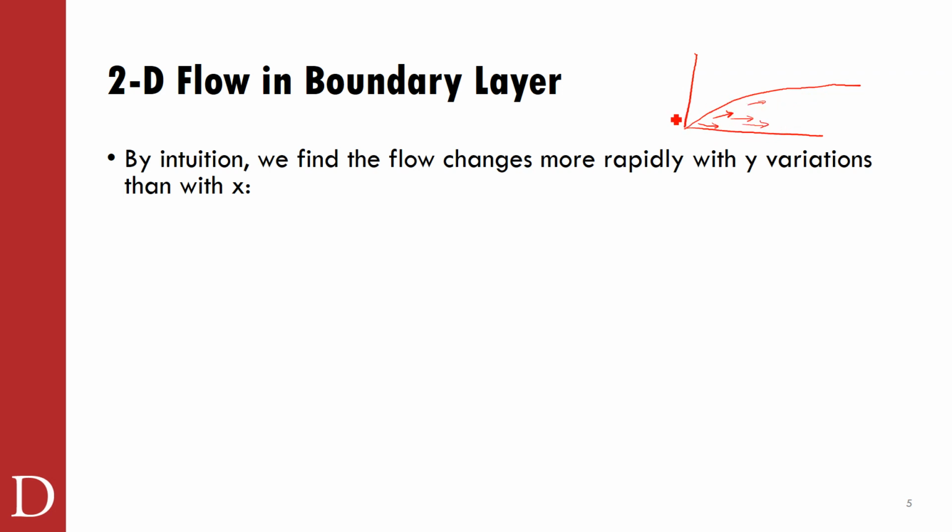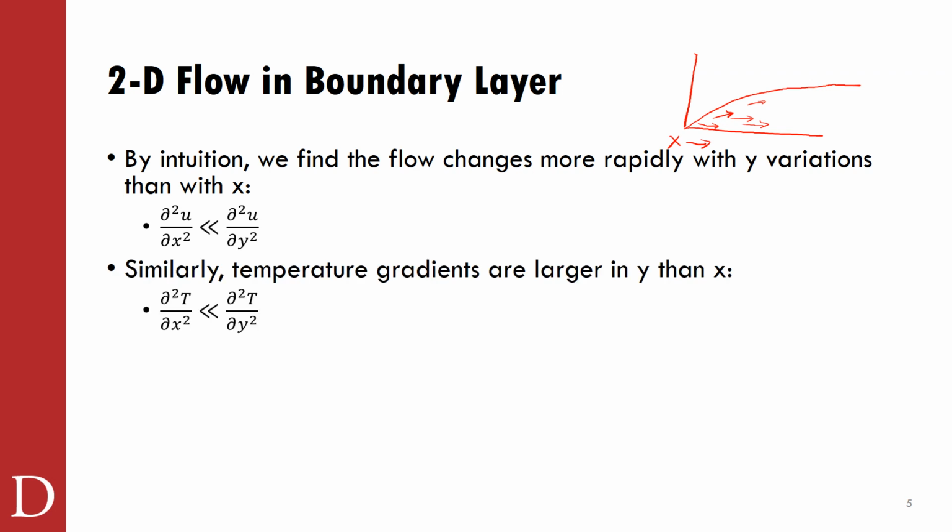So as we look at that, as we go in the X direction, what do we see? We see that our flow in the X direction changes much less than our flow in the Y direction, right? As we go up, we're going to see bigger gradients in the left-right velocity than we do as we go left and right in the left-right velocity. Similarly, our temperature gradients are going to respond in a similar way.